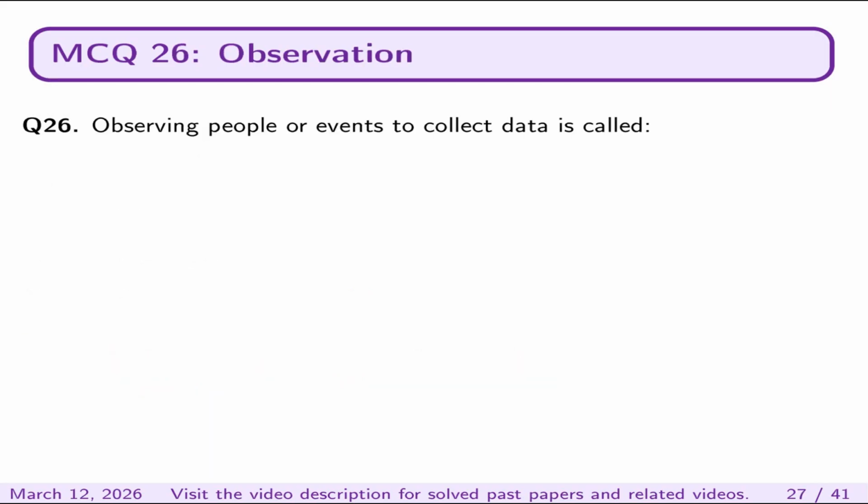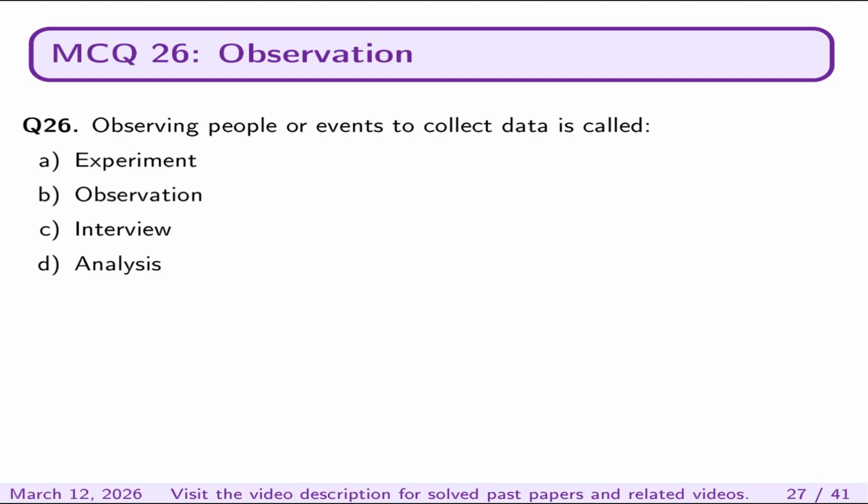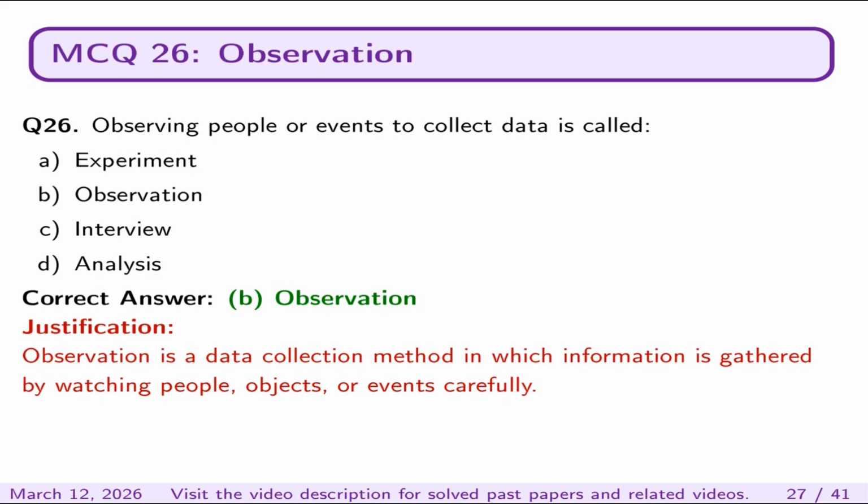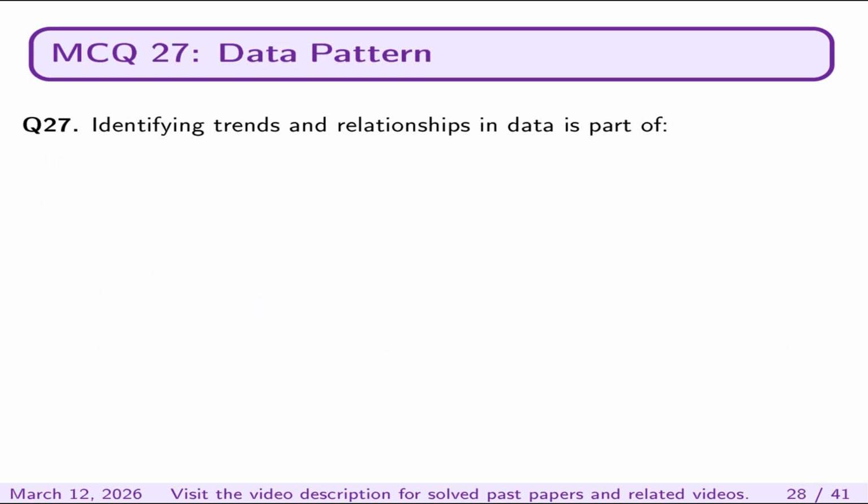Question number 26. Observing people or events to collect data is called experiment, observation, interview, analysis. The correct option is observation. Observation is a data collection method in which information is gathered by watching people, objects, or events carefully.